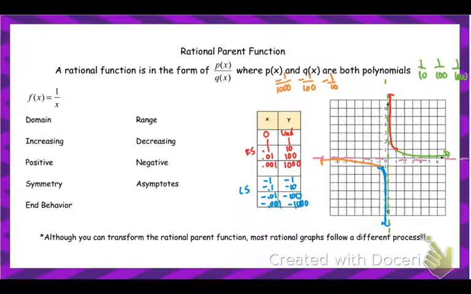So vertical asymptotes occur because we can't divide by 0. You actually cannot touch that point. So you will never touch or cross.